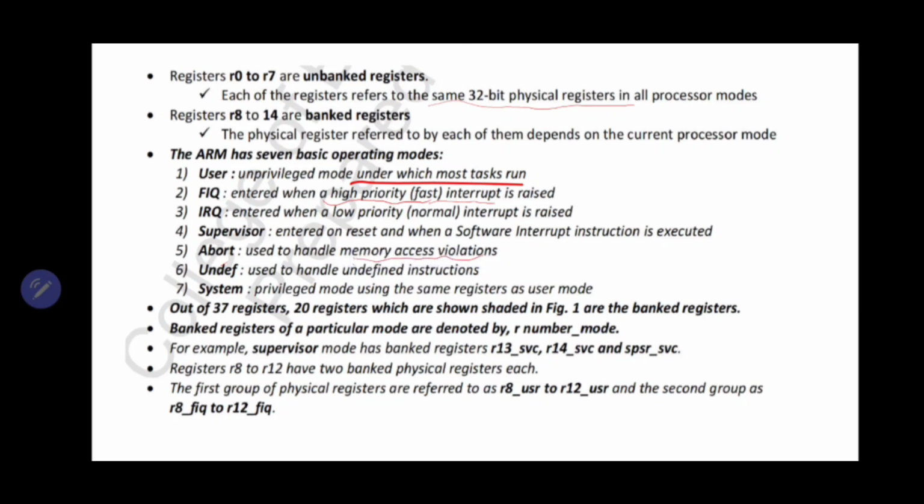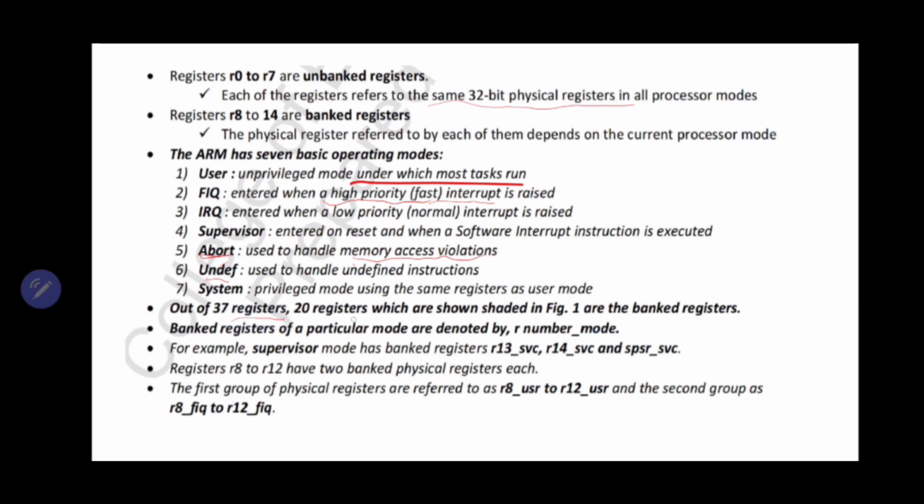If there is undefined memory, or any change in the memory, or an abort, it will work in abort mode. Then undefined mode, that is UNDEF, is used to handle undefined instructions, that is instructions which are not ARM instructions. Then the last mode is system mode. It is a privileged mode. It is the same as user mode, and it is executed using the same registers as user mode.